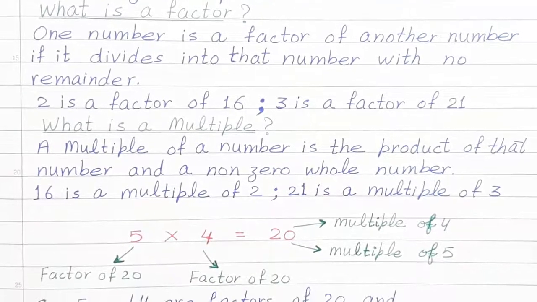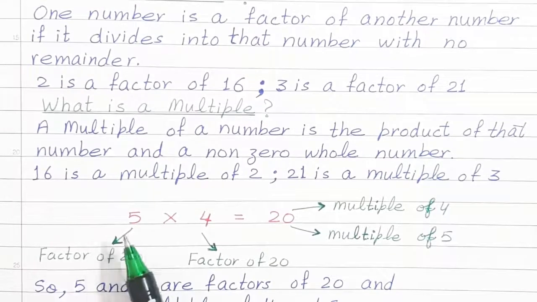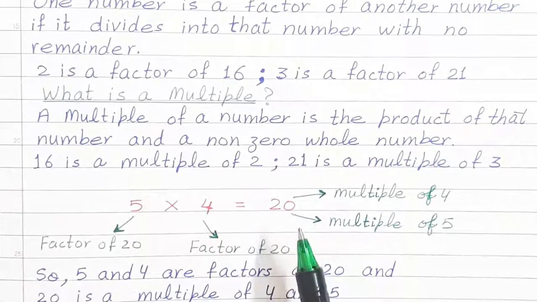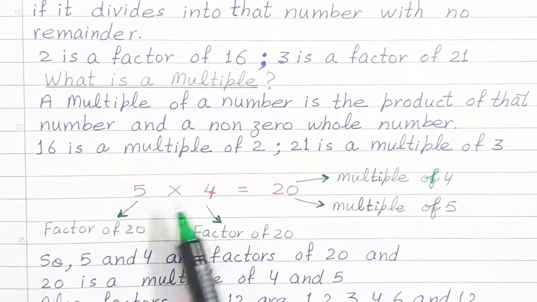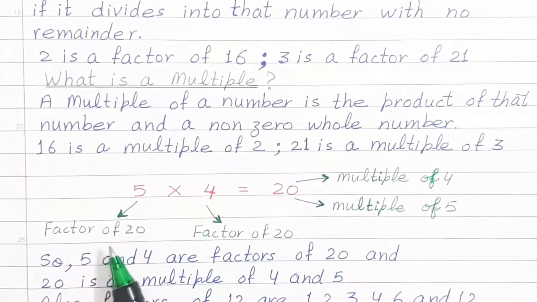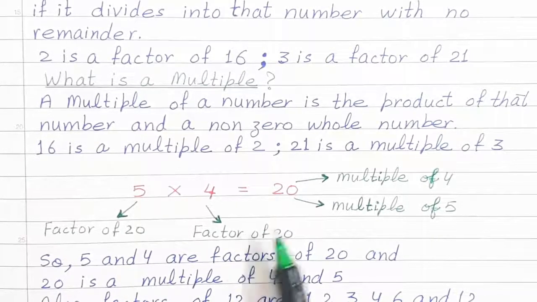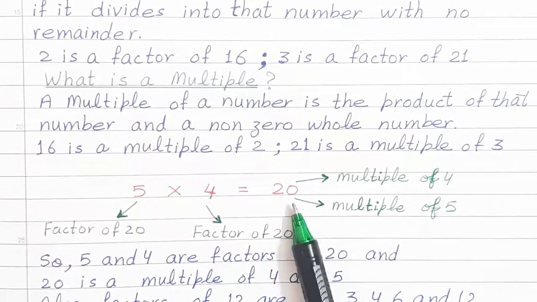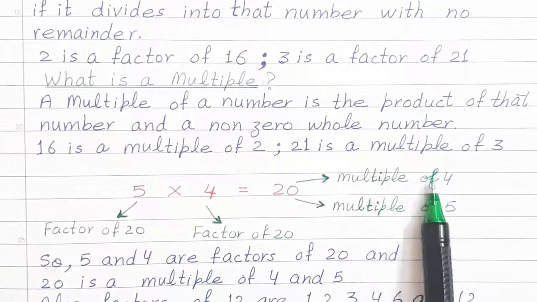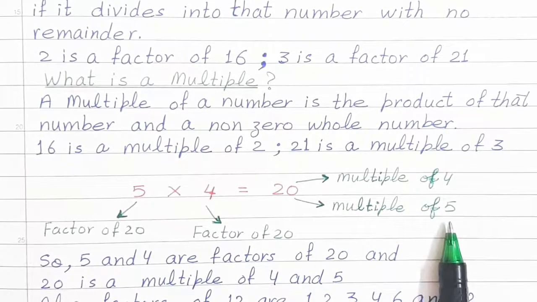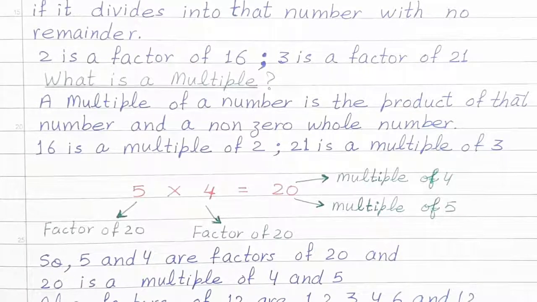Now let us understand with this example. 5 4s are 20. Now here 5 and 4 are factors of 20. Clear? But 20 is a multiple of 4 as well as 5. I hope it is clear to you now.